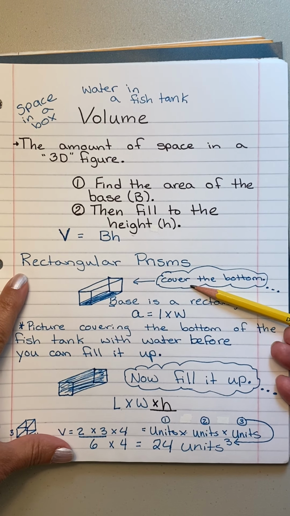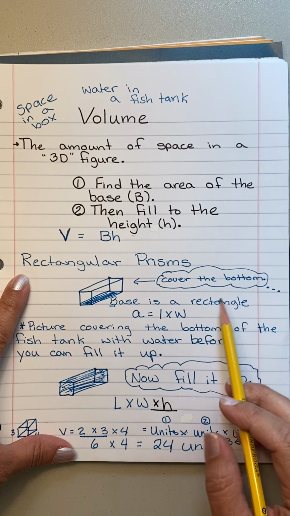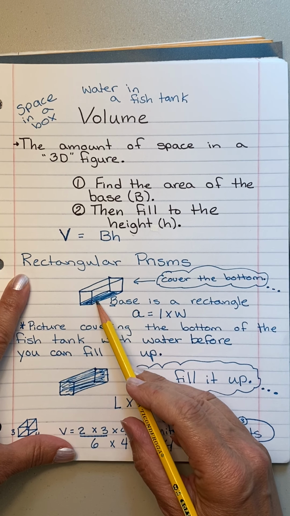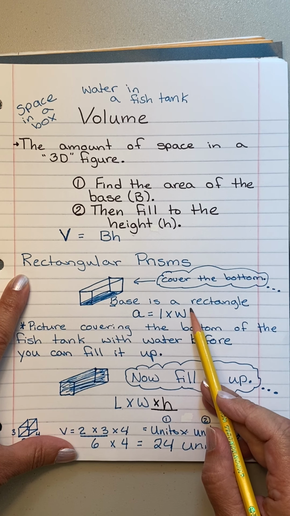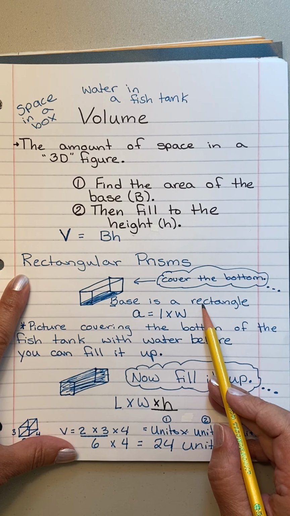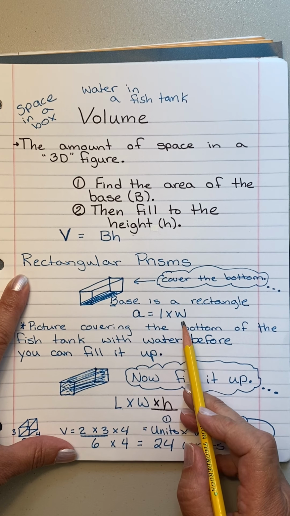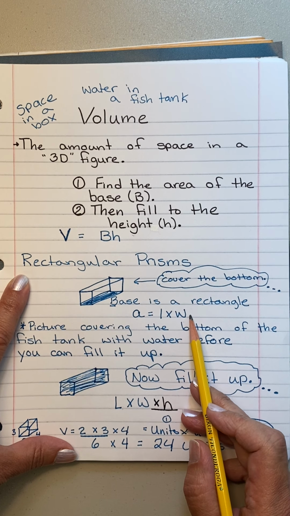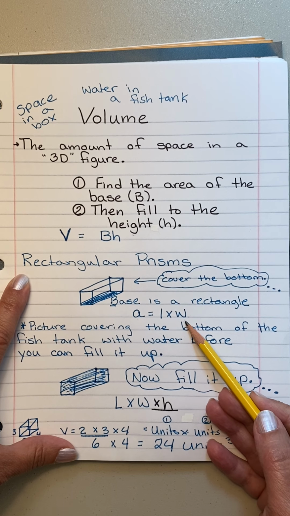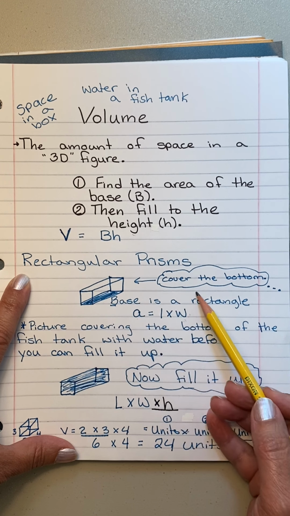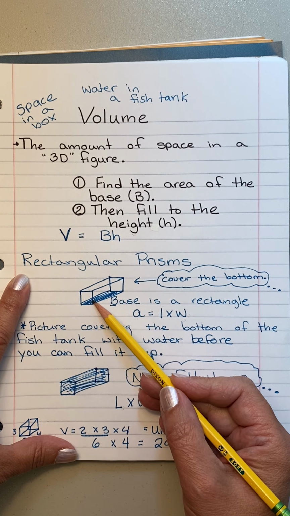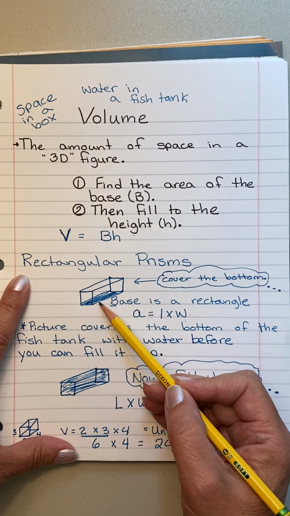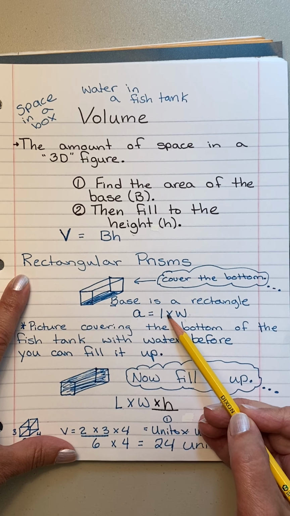We're going to be dealing in rectangular prisms. So we know the shape of our base. In a rectangular prism, the shape of the base is a rectangle. So we know how to find the area of a rectangle. Area is length times width. So let's take that fish tank. If we're going to fill this fish tank with water, the first thing we have to do is cover the bottom of the fish tank. So when we're covering the bottom of the fish tank, that's the area of the base, length times width.